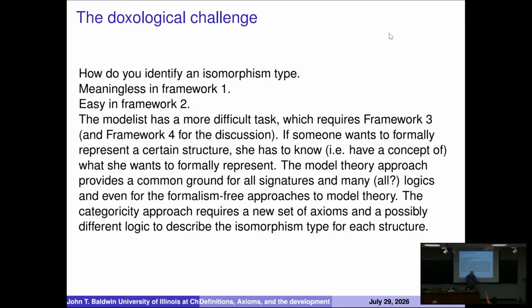So, again, what is the situation of identifying an isomorphism type? In framework 1, this is a meaningless question. In framework 2, it's obvious. The isomorphism type is the set of things, or the class of things, that are isomorphic to this object. But it's a real question for framework 3, because then you're supposed to be thinking about it in terms of, what's the theory? And the question is, can you find a categorical theory?